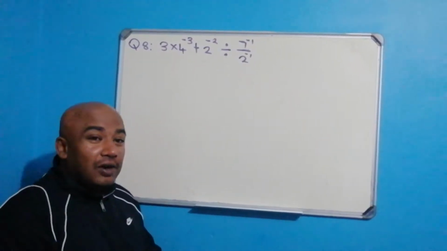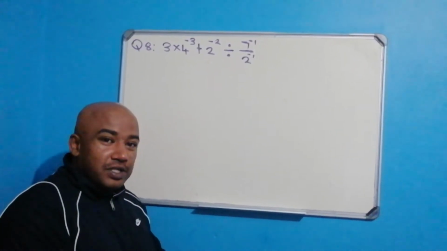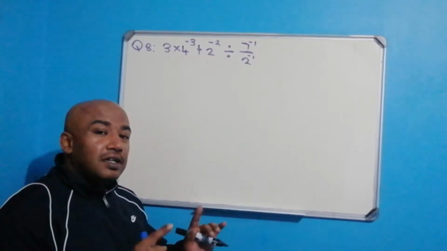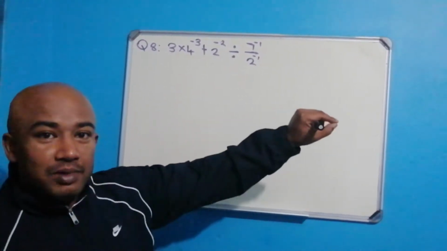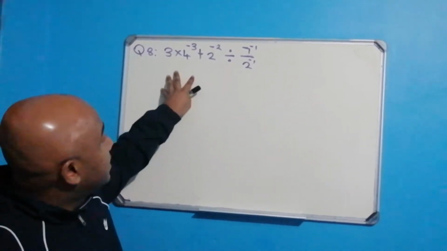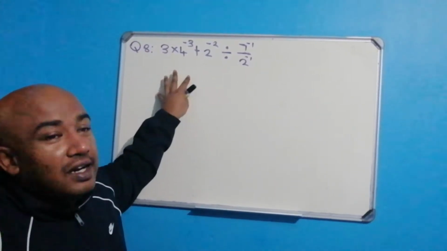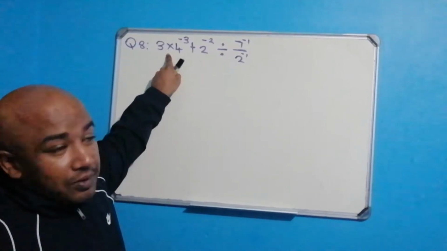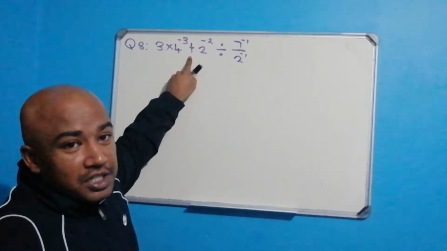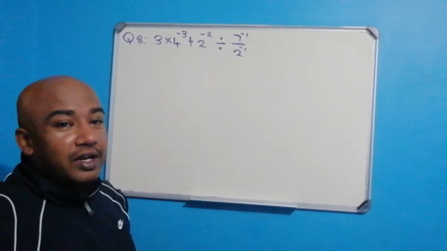Alright, so we now move on to the next question. Question 8, notice it's similar to question 7. Question 7 had a variable which was x. In question 8, there are only constants here, numbers. But what's similar is that we are dealing with multiplication, addition, and division all at once.